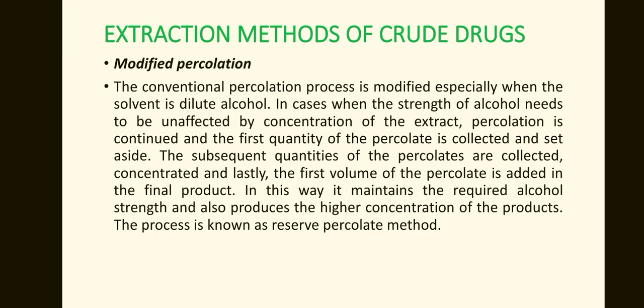Modified percolation. The conventional percolation process is modified, especially when the solvent is dilute alcohol. In case the strength of the alcohol needs to be unaffected by the concentration of the extract, percolation is continued and the first quantity of the percolate is collected and set aside. The subsequent quantities of the percolates are collected, concentrated, and lastly, the first volume of the percolate is added in the final product.